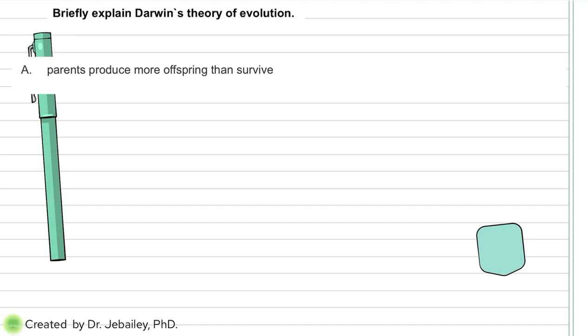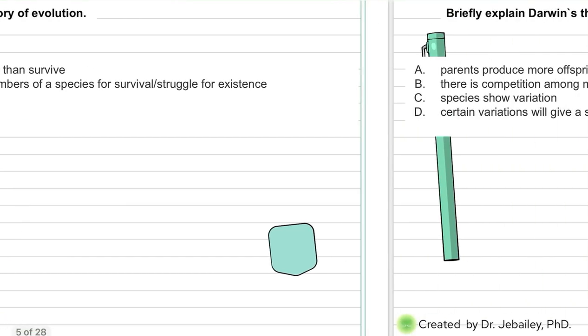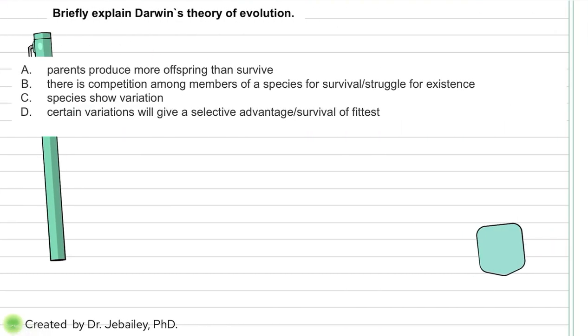The first thing is that the parents produce more offspring than can survive. This is where the competition happens, a competition among members for survival. When you have many offspring and not enough resources, they start to fight each other. Then you have to say there is variation in the population. Because of this variation, a certain variation will have a selective advantage. That means, again, survival of the fittest: one specific variation in the population will survive.